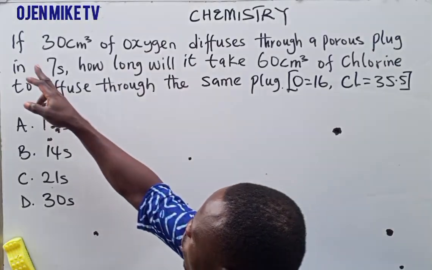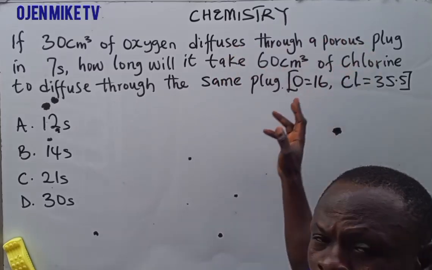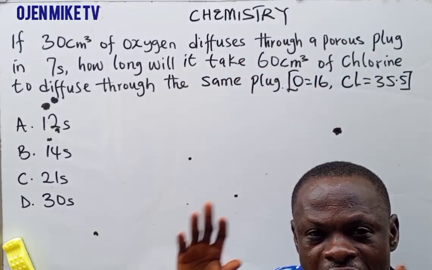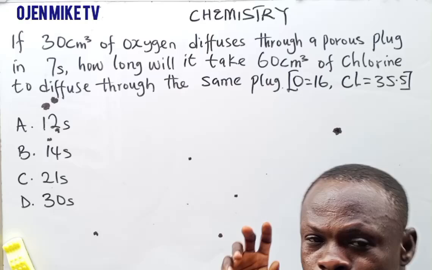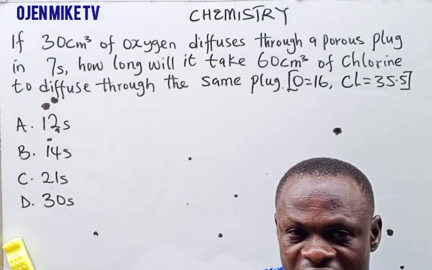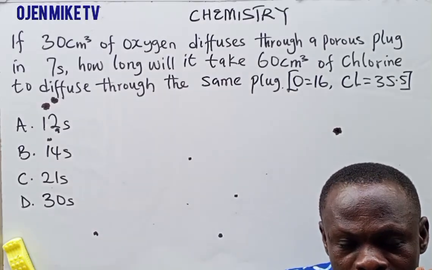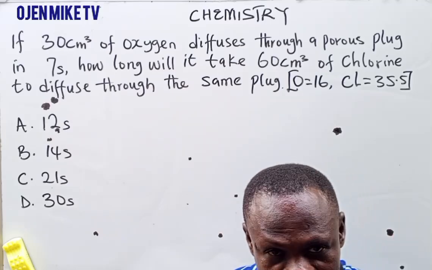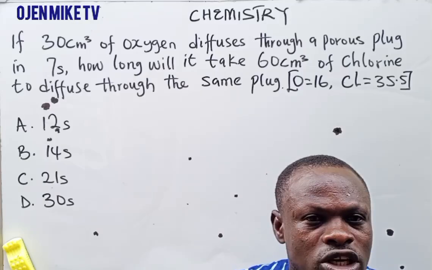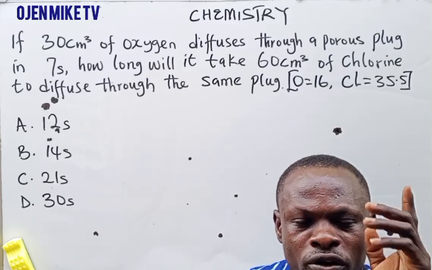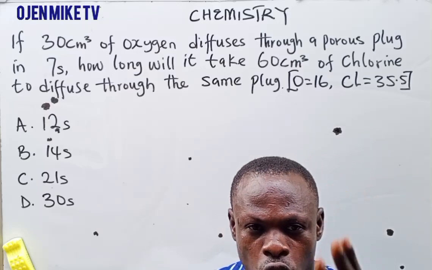So we are asked, if 30 cm³ of oxygen diffuses through a porous plug. Now, anytime you hear diffuses or diffusion, just know that the question is coming from Graham's law of diffusion. In Graham's law of diffusion, there are three major ways you can use to calculate it. Number one, if the rate is given. Number two, if time is given, and number three is when volume is given. I've just mentioned three ways you can use to solve Graham's law of diffusion.